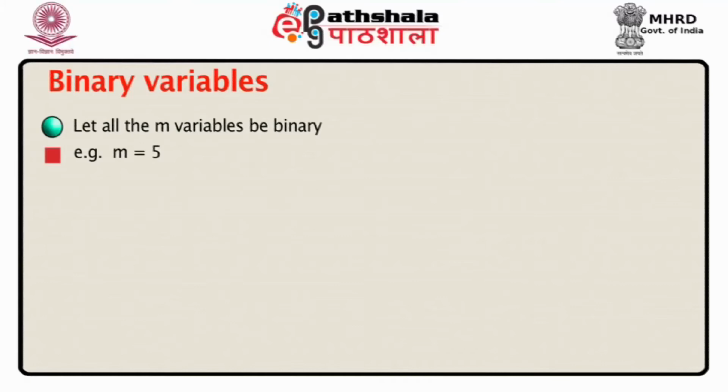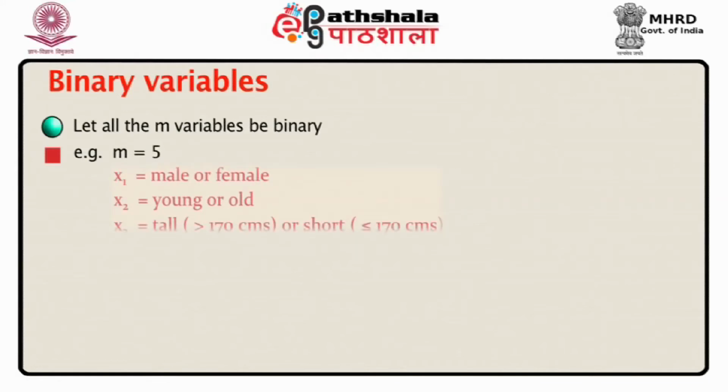Let's take m equal to 5. So, let's see what type of variables we can have here. Maybe the first variable is x1, which is male or female. Then we can have a second variable, which is whether the individual is young or old. In this case, of course, we are not looking at the exact age. Exact age would be continuous. We are just categorizing age as young and old. The third variable is tall or short. Greater than 170 centimeters means tall. Less than or equal to 170 centimeters means short.